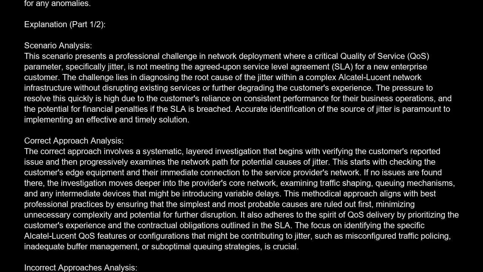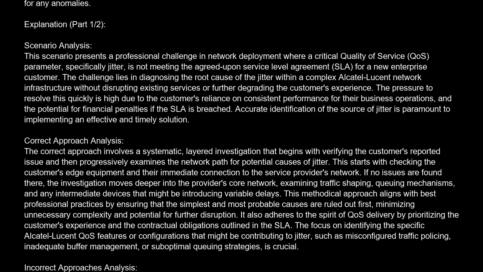The correct answer is D. Initiate a deep dive into the Alcatel Lucent core network CoS configurations, specifically examining traffic shaping and queuing policies, after first verifying the customer's edge device configuration and the immediate network ingress points for any anomalies.